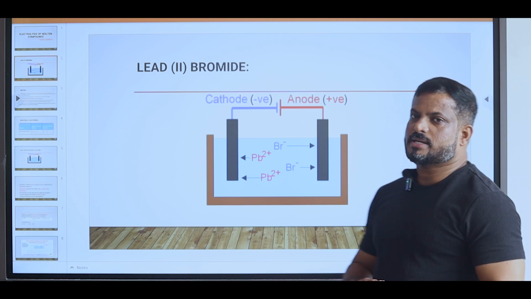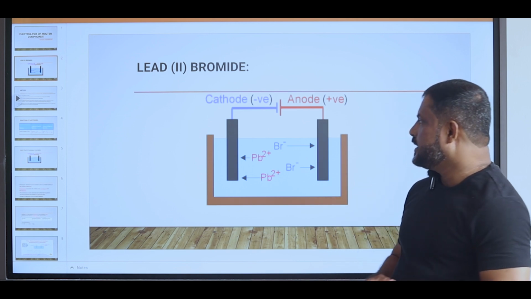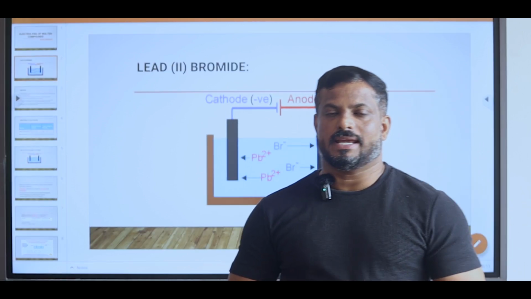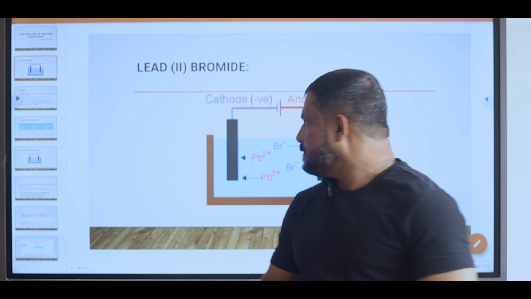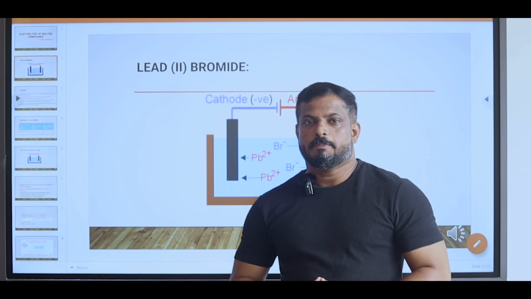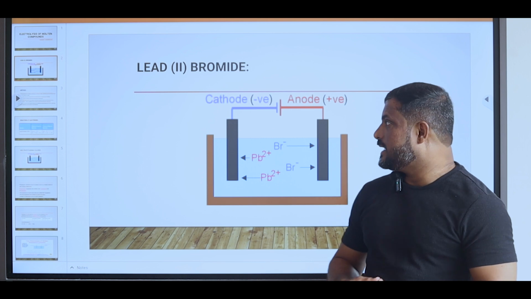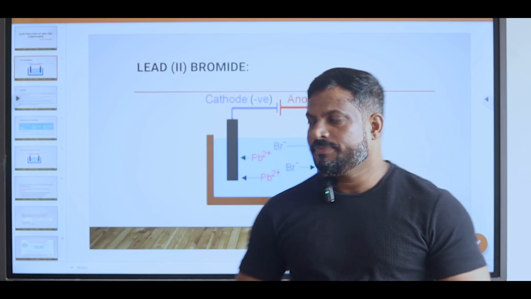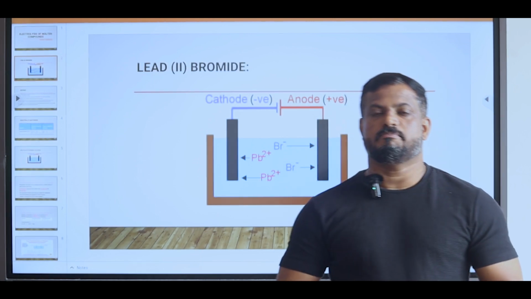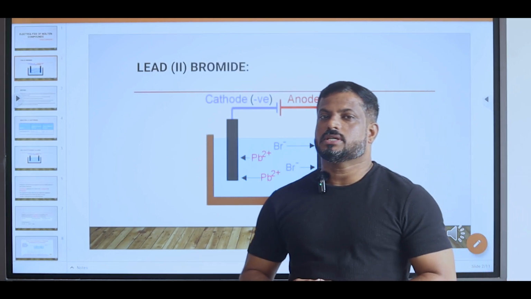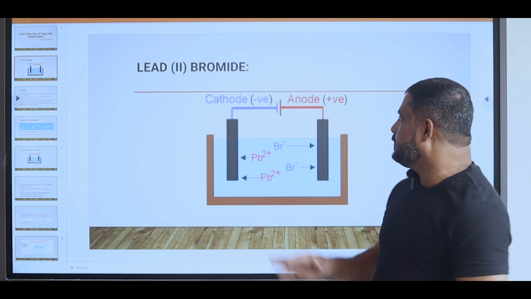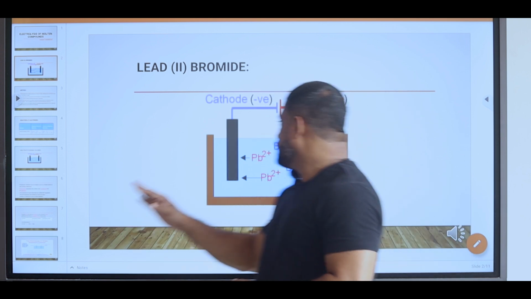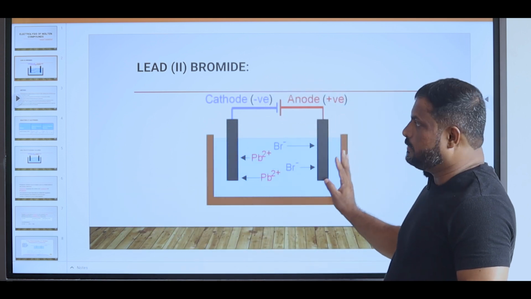When electricity passes through molten lead bromide, the molten lead bromide will be split up into Pb2+ lead ion and Br- bromide ion. Pb2+, the positively charged lead ion, moves towards the negative electrode, that is the cathode, and the Br- bromide ion moves towards the anode and turns to bromine. Keep this image in your mind.